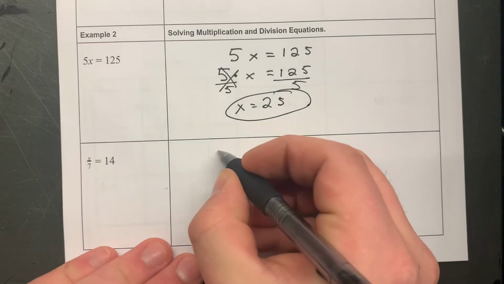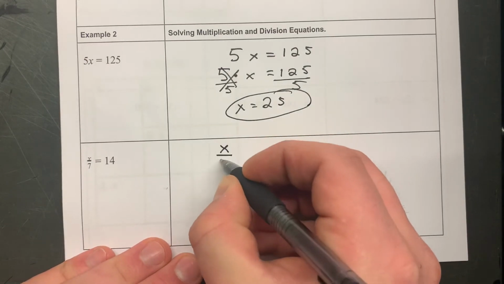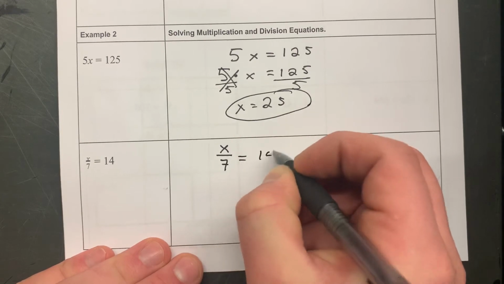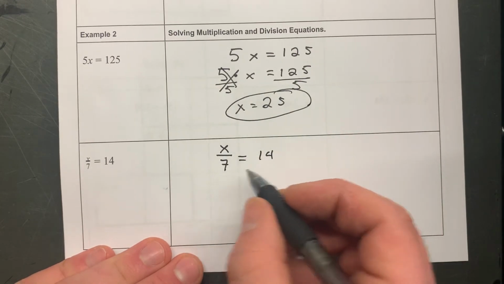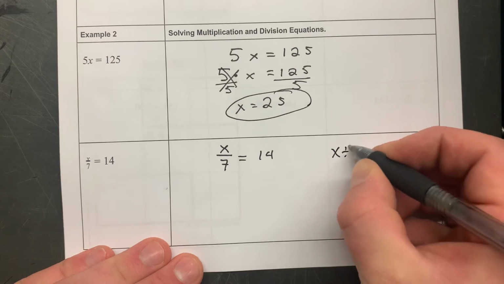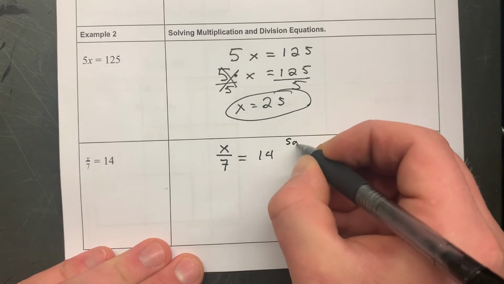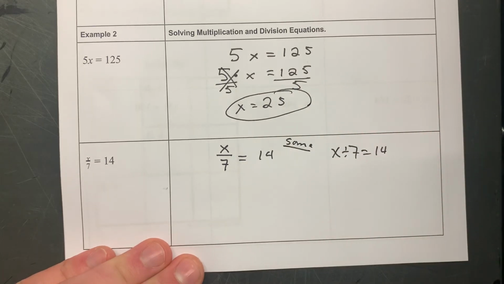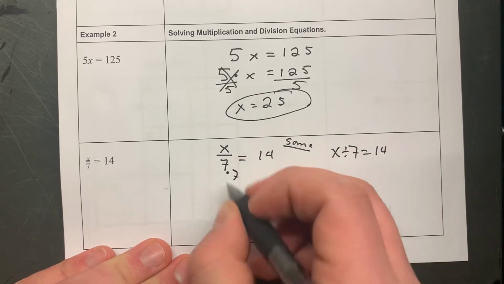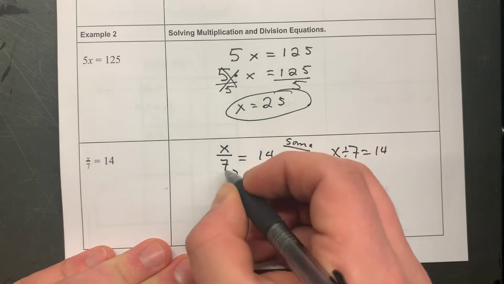Then finally, I have problems like this, where I have x divided by 7 equals 14. Remember that this is the same thing as x divided by 7 equals 14. This is the same thing. These are the same. I'm just going to multiply by 7 here to undo it. If I do it to that side, I must do it to the other.